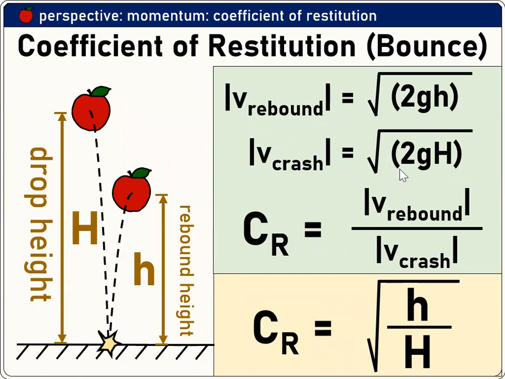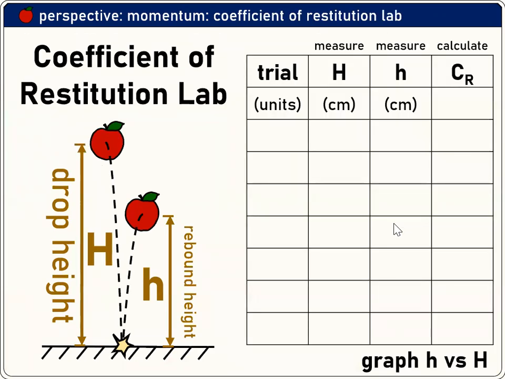I mean, you should be able to derive this. The crash speed is square root of 2gh. I'm going to have to drop it. Okay, plug in those values. So you guys did that lab. How bouncy is the ball off the tile floor? Bouncing it off the Earth.